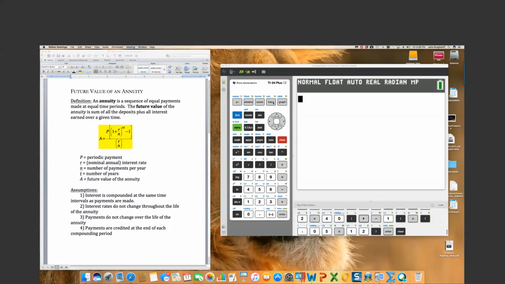In this video, we're going to look at the future value of an annuity. What is an annuity? By definition, an annuity is a sequence of equal payments made at equal time periods. The future value of the annuity is the sum of all the deposits plus all the interest earned over a given period of time. Many times, students get the concept of annuity confused with general questions about compound interest.